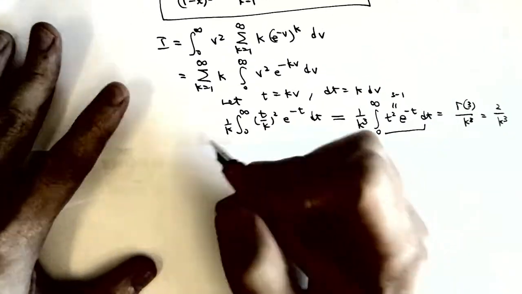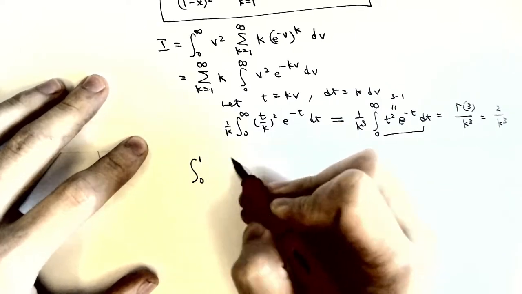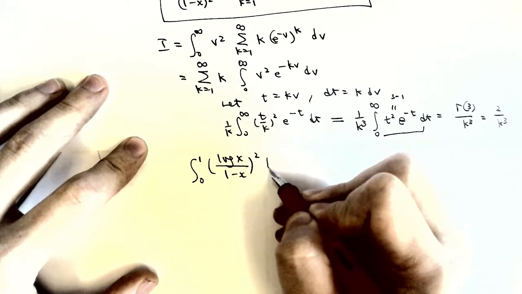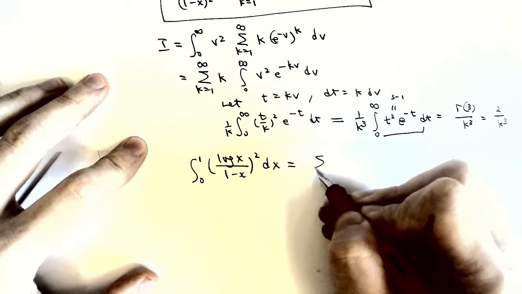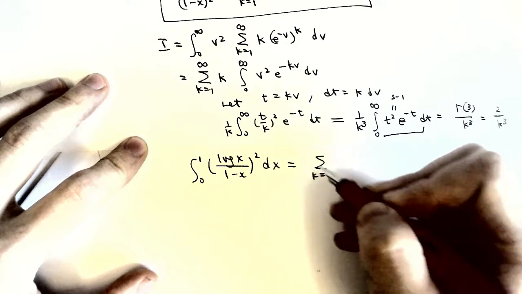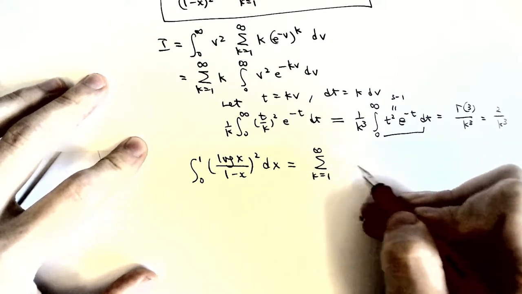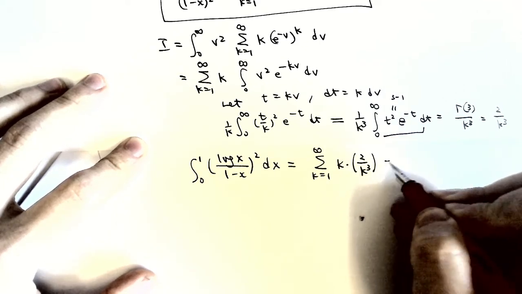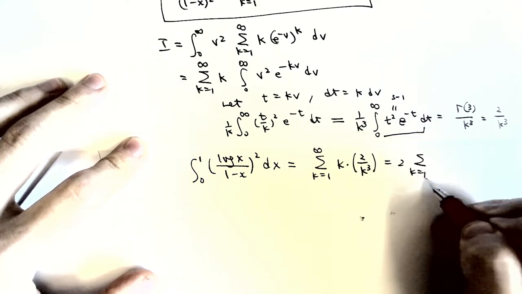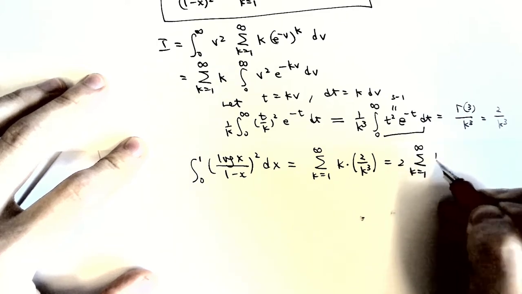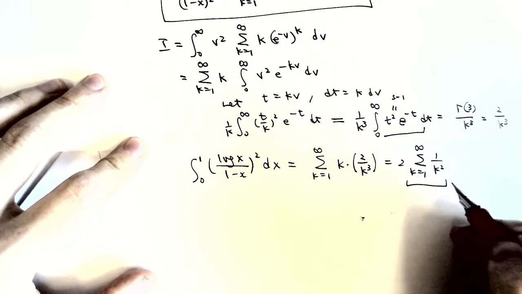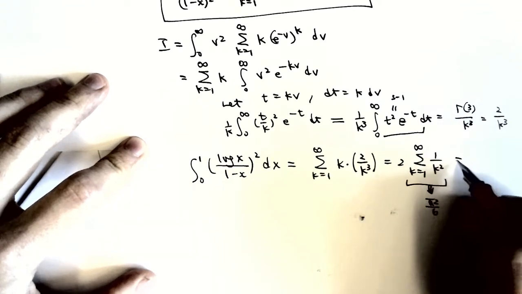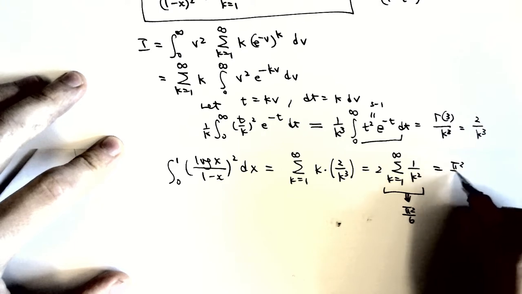So our integral from 0 to 1 of log of x over (1 minus x) all squared dx is just the sum with k from 1 to infinity of k times what we have here, 2 over k to the power of 3, which is 2 times the sum with k from 1 to infinity of 1 over k squared. And this is very famous, we know this. This is just pi squared over 6. So altogether, what we have is pi squared over 3.